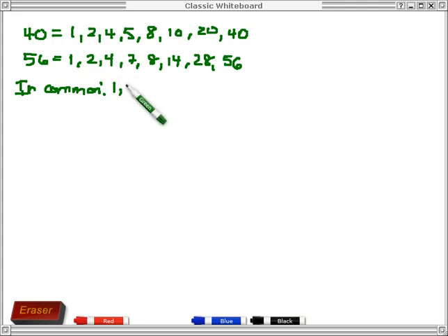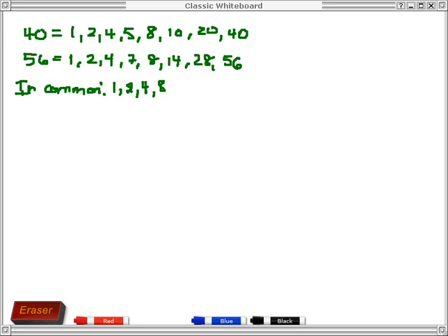But here I also have 2 is in both lists. 4 is in both lists. Well, I have a 5 up top, which I don't have on the bottom. I have a 7 on the bottom, which I don't have on top, but I do have an 8 in both lists. And I have a 10 and a 14, 20, 28, 40, 56. So the numbers that appear in both lists are 1, 2, 4, and 8.